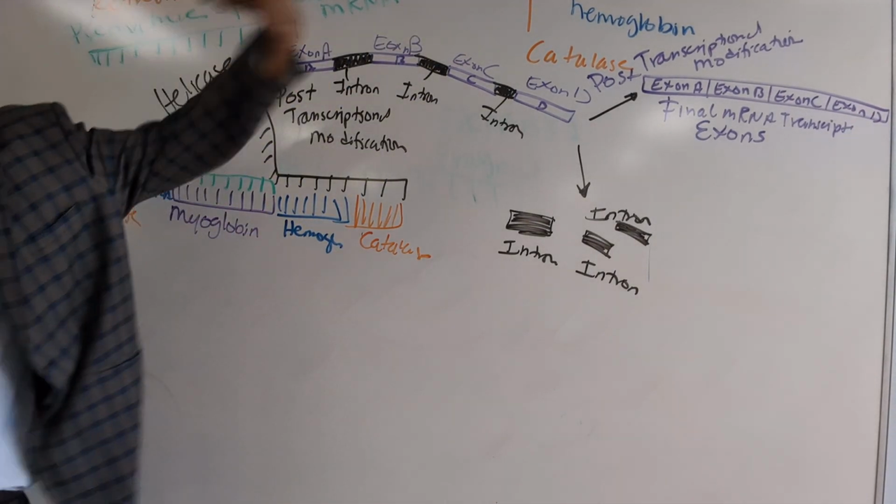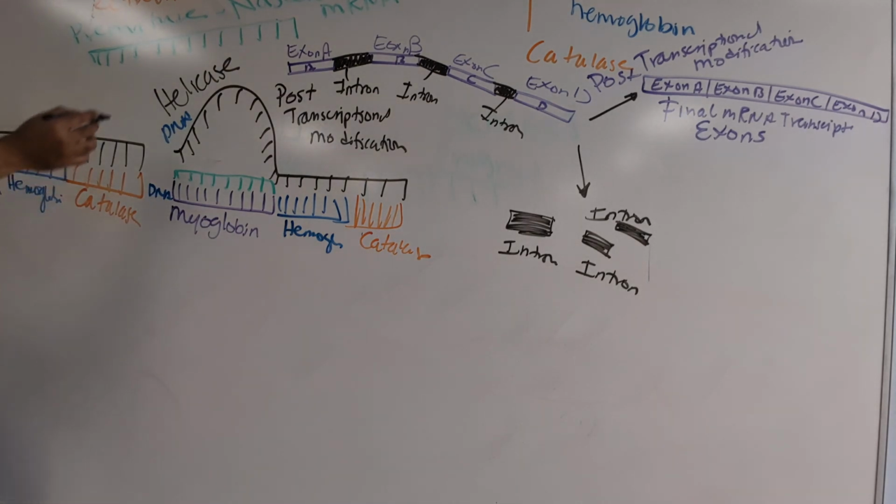So the exon is exiting the nucleus, is getting out. The mRNA transcription is happening inside the nucleus. This is the nucleus. And you have the nuclear envelope, and you have the DNA, and you do the post-transcriptional modifications here, and only the exons exit.